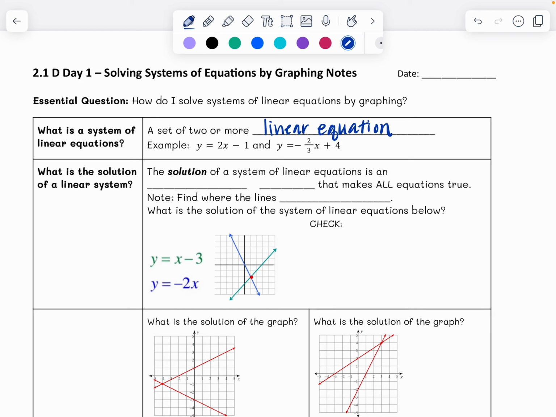What is the solution of a linear system? The solution of a system of linear equations is an ordered pair that makes all equations true. So you're going to find where the lines intersect.